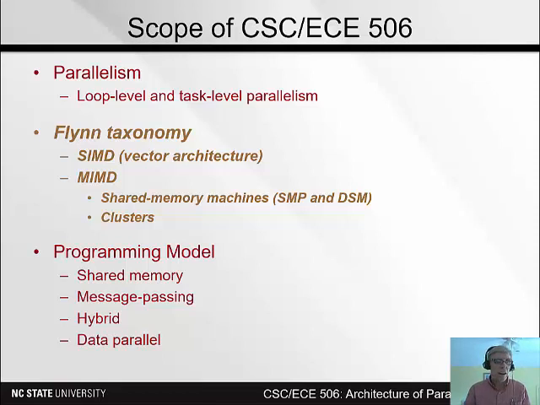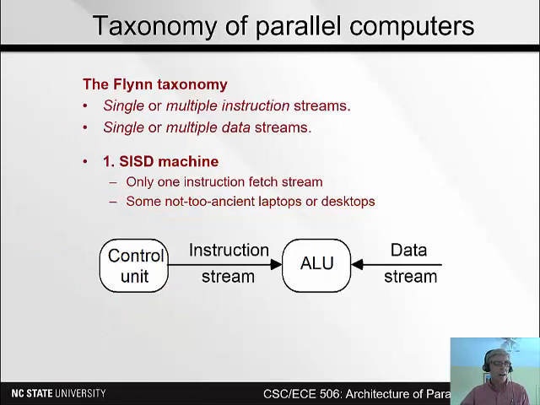So the first kind of architecture that we want to talk about here is the SISD machine. Now, the Flynn taxonomy divides computers into single or multiple instruction streams, the number of instructions that are being executed at the same time, and single or multiple data streams. The simplest kind is a SISD machine, single instruction, single data, only one instruction fetch stream.